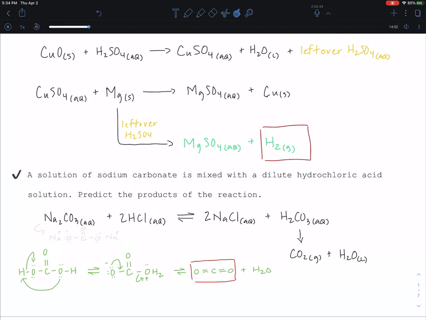So how did you get the carbonic acid in the first place? Well, this right here looks like this. In solution, the carbonate anion, right? Both of those oxygens have a -1 charge. I'm going to add two equivalents of that acid. I'm going to protonate both of those oxygens and I get carbonic acid.